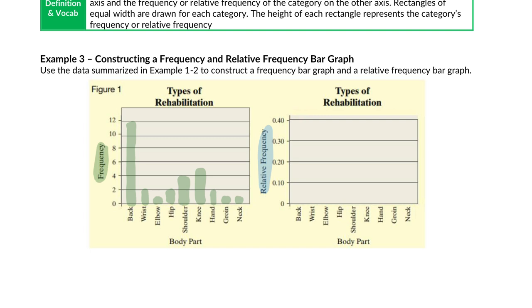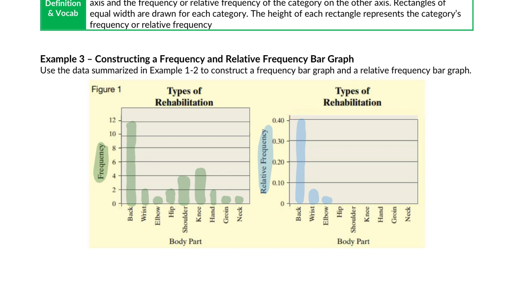Let's do the relative frequency this time. So if we're looking at the relative frequency part of our table, what was the relative frequency of injuries to the back? 0.4. So we're going to draw our rectangle all the way up to 0.4. What was the frequency of the wrist? 0.06. So we're going to go like this. The elbow? 0.03, so even smaller.